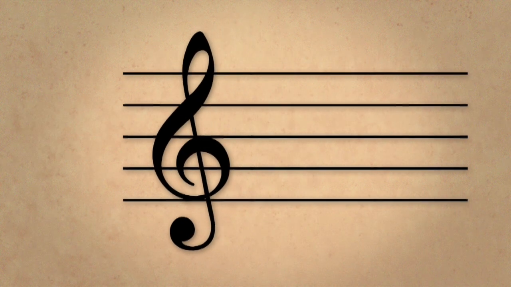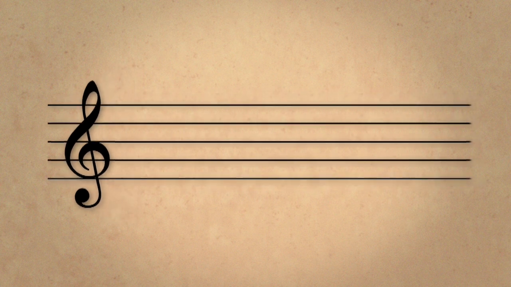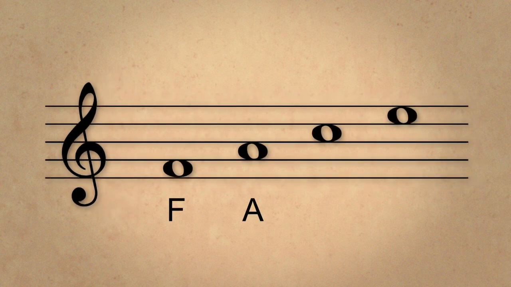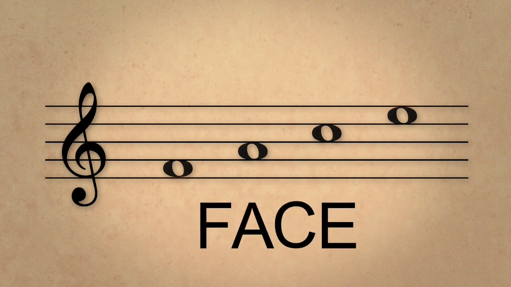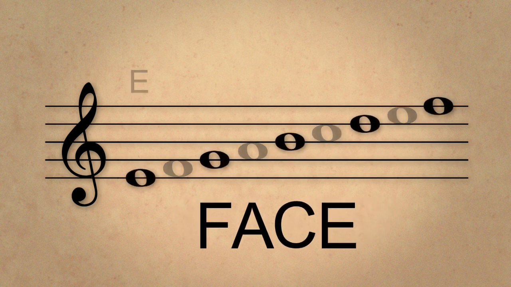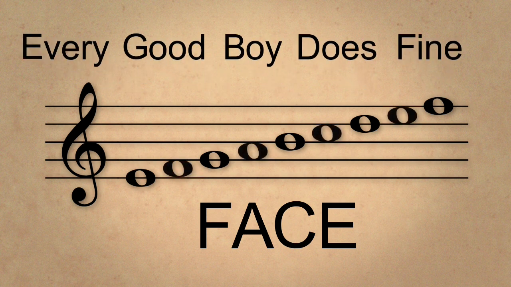There are 2 memorization tools that some use to remember the treble clef notes. The spaces are F, A, C, E, which of course spells face, and the lines are E, G, B, D, F. Every good boy does fine.